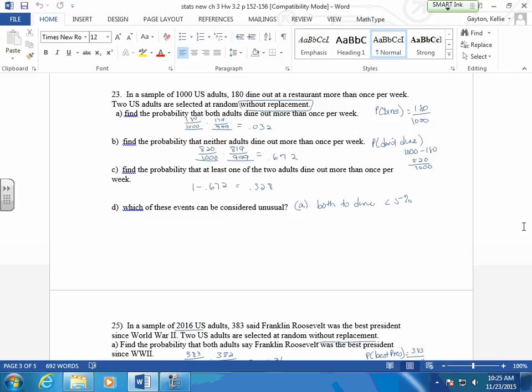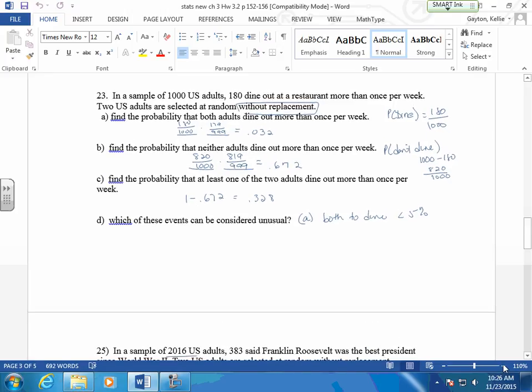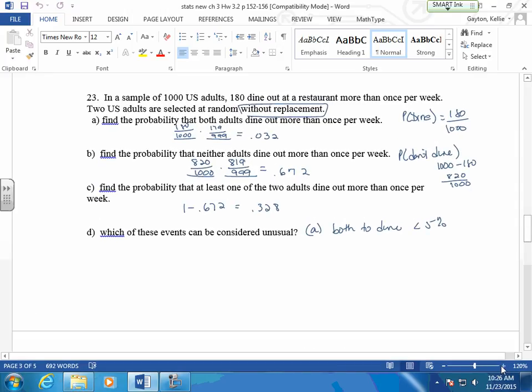In a sample of 1,000 adults, 180 dine out at a restaurant more than once per week. Can we make the screen bigger? Yeah. Better? Yeah. Sometimes, yeah, it's a little dark. Maybe I use a lighter ink on this one, too.